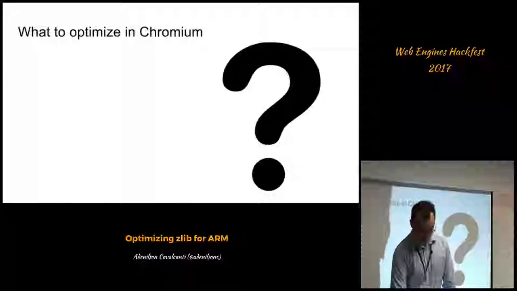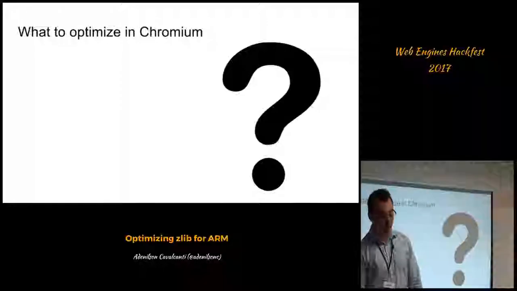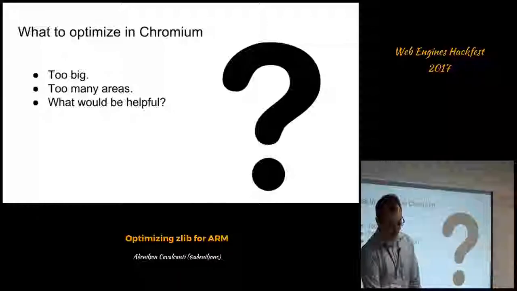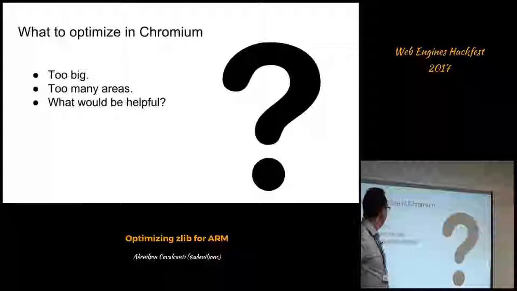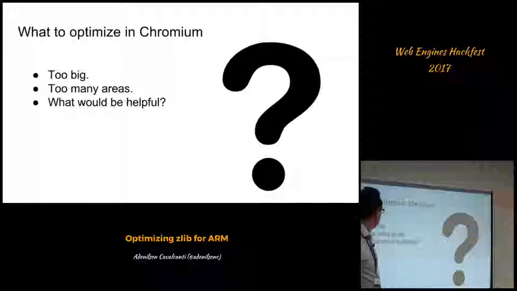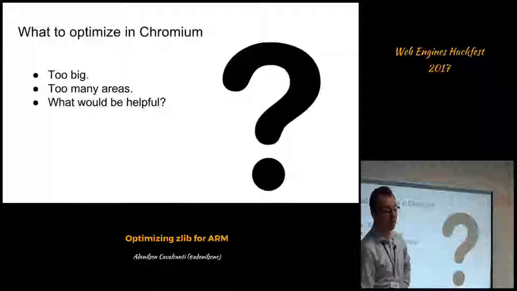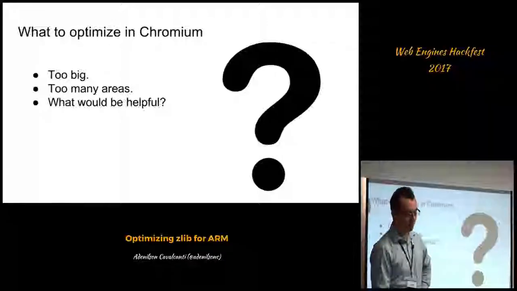Alright, so the original question was, I want to optimize Chromium for ARM, but where should I start? The code base is just too big, and there are just too many areas, so what could be helpful? As a matter of fact, an easier question would be to try to optimize the Linux kernel, because for sure, at least you can build it much faster.